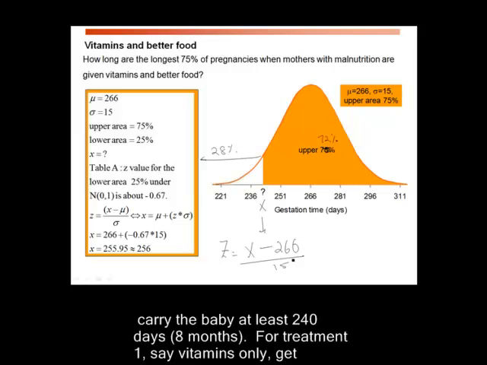Now, do we know what the z value is? Can you look this up? You're going to look for what number? 28%, which would be 0.2800, right? But where are you going to look? Are you going to look at the z value or are you going to look inside? You're going to look inside.